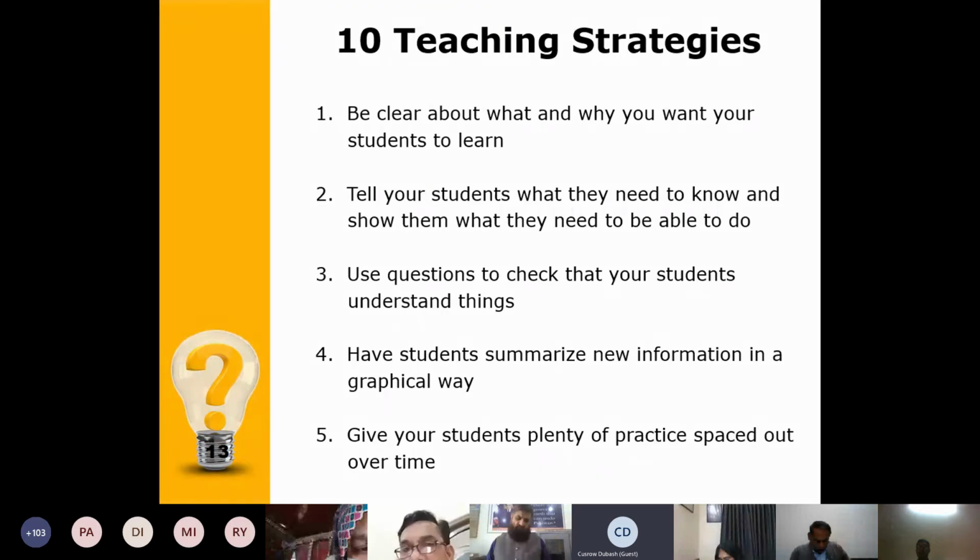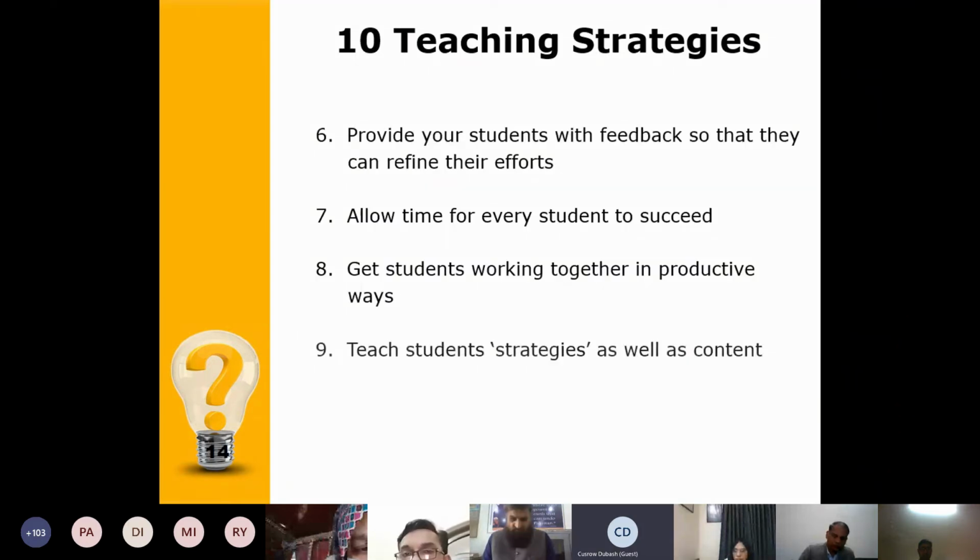Five. Give your students plenty of practice spaced out over time. प्रैक्टिस करवाएं बार बार, लेकिन रिपीटेडली, आगे पीछे नहीं, ओवर टाइम. You see, sometimes I go back and I stop. ऐसे 2 हफ्ते पहले किसको याद है हमने ये किया था, चलिए जरा ये 2 क्वेश्चंस तो आंसर करें इस पे. Just quick recall कि पिछला भूला तो नहीं है ना, especially when something is a prerequisite for new upcoming knowledge. So these are 5 teaching strategies. There are 5 more.